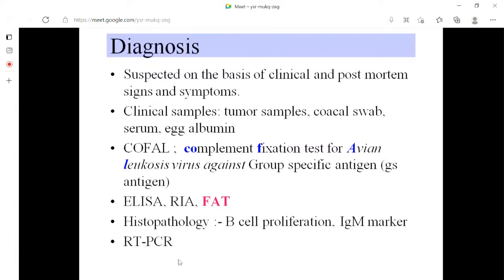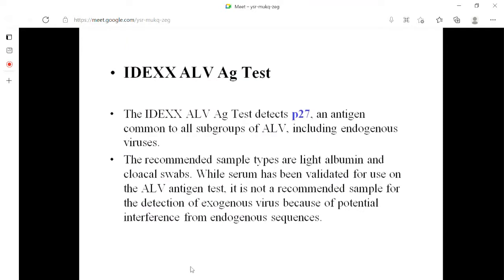And finally, RT-PCR has become very easy and convenient for rapid and accurate detection of the disease. In the market, certain very good antigen detection kits based on P27 protein are available, and these can be used even for screening the parental flock for the probable carrier status of the bird.